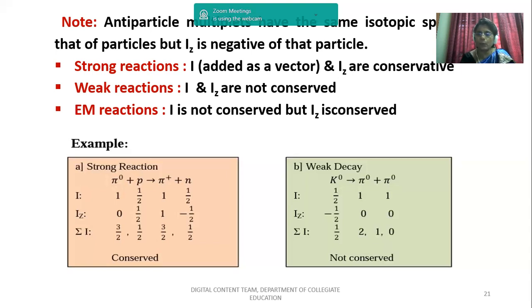So these are the two important interactions which we are going to consider, and we understand that for strong reactions, both I and Iz are always conserved. For weak reactions or weak interactions, I and Iz are not conserved.